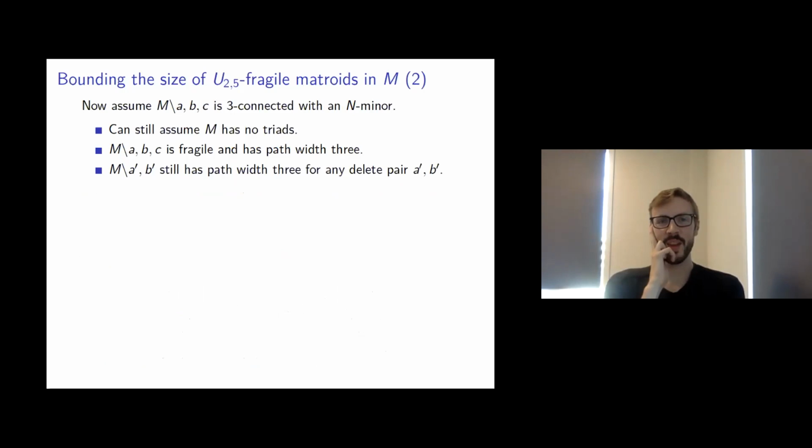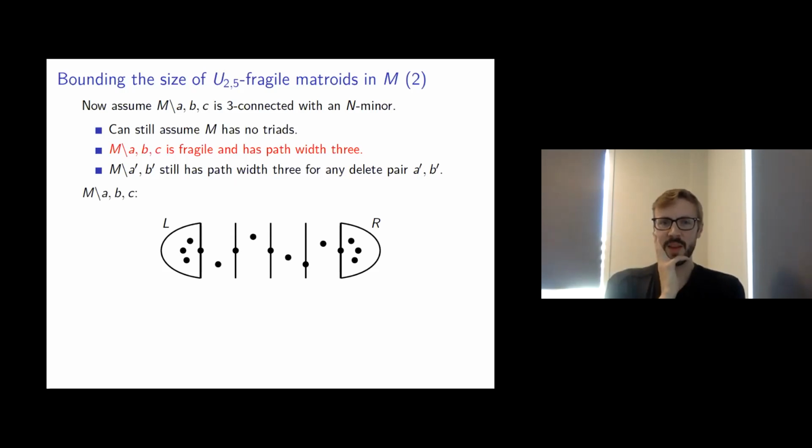Now we can assume that we have a delete triple. So I've got a matroid M delete A, B, C that's 3-connected with an N minor. I'm going to continue to assume that we have no triads using the same idea as before. Now M delete ABC is going to be a fragile matroid, so it's going to be something with this path-like structure. And so here's such a matroid with that path-like structure. Now I can put back A, or put back B, or put back C, and in each case we're still going to have something with this path structure.